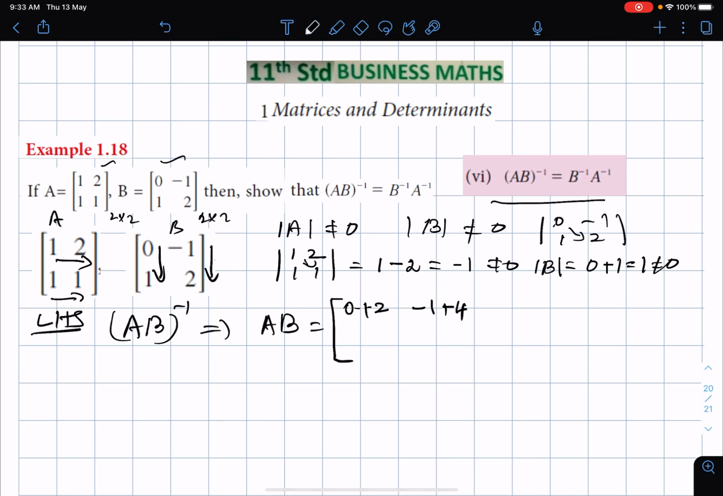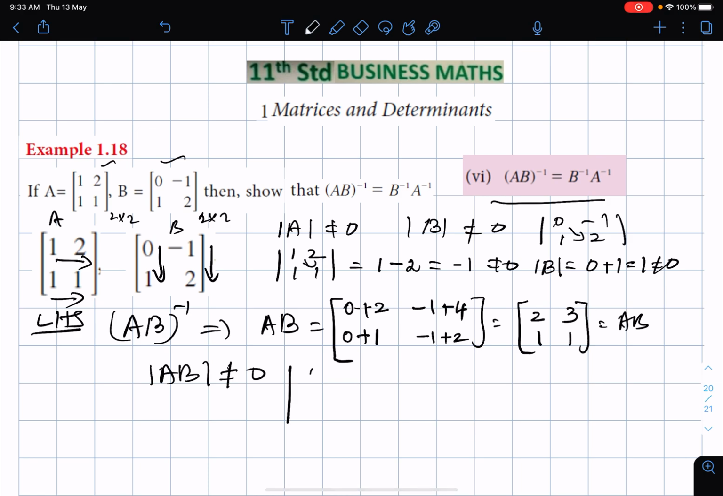Similarly for the second row, 1 into 0, 0, plus 1 into 1, 1. And for the second row with the second column, minus 1 plus 2. So your answer is going to be 2, 3, 1, 1. This is nothing but AB. Now if we have to find AB inverse, we have to see whether determinant AB is not equal to 0. What is determinant AB? 2, 3, 1, 1. So diagonal multiplication, expanding, you get 2 minus 3, that is equal to minus 1, not equal to 0.